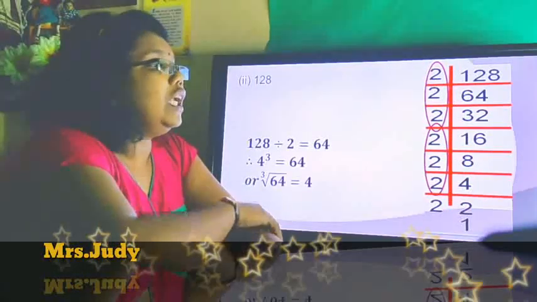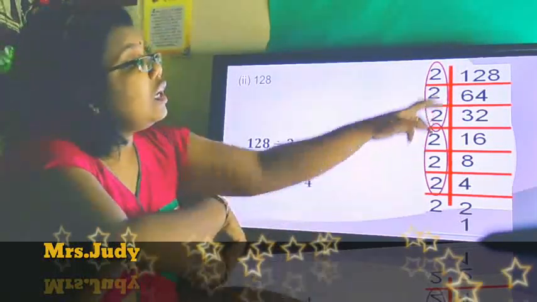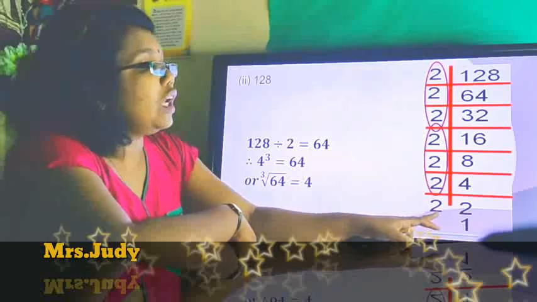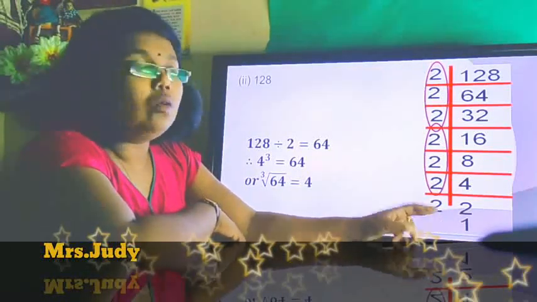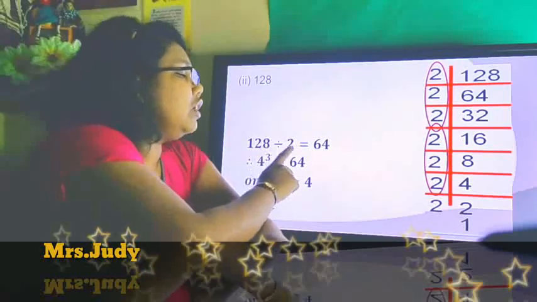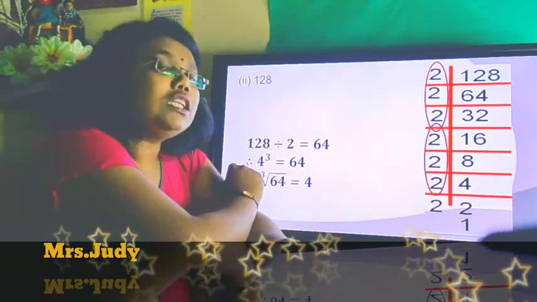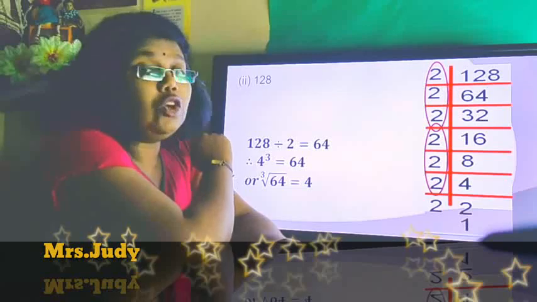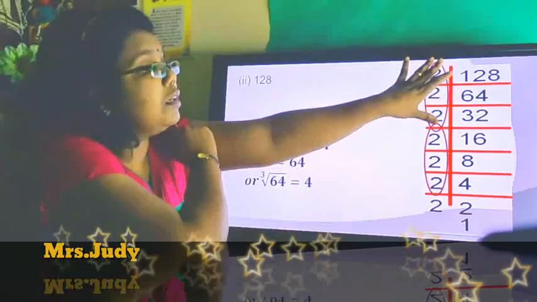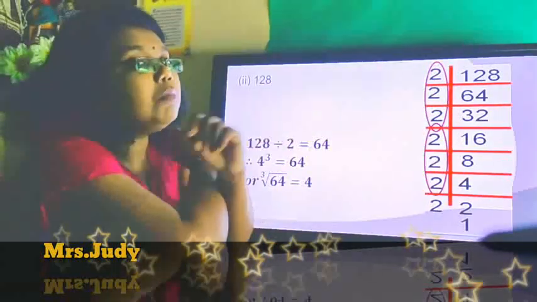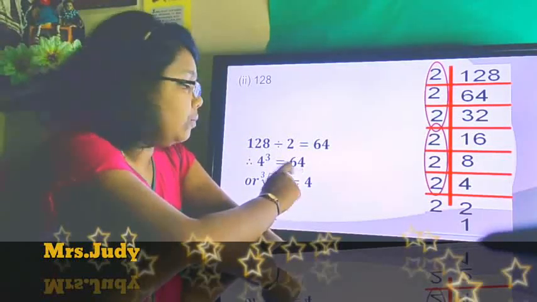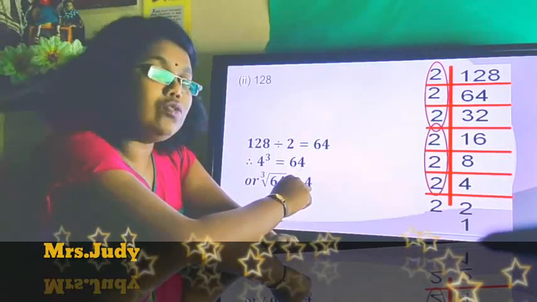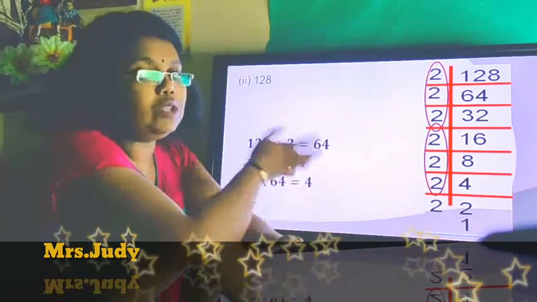Now 128. Again we see there are 3 2's, and 1 2 which doesn't have any group. So this 2 is going to be removed. How? By division. So 128 divided by 2 gives you 64, and 64 is a perfect cube. Perfect cube of which number? This number and this group. Take 1 from each. So 2 2's are 4. So 4 cube is 64, and cube root of 64 is 4. Either way you write, it means one and the same.